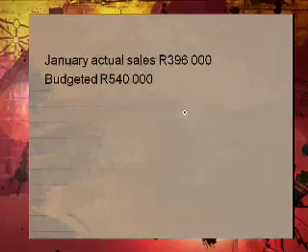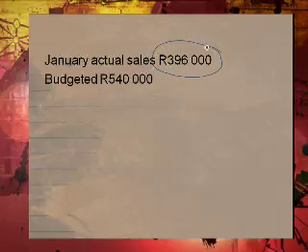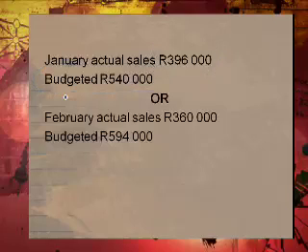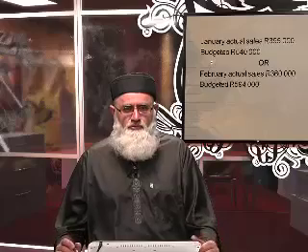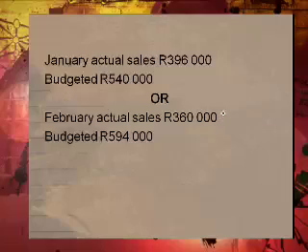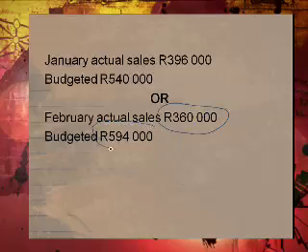Okay? So now, if you look at your January actual sales, it was 396,000. If you look at your budgeted one, it was 540,000. Clearly you can see a difference between those two figures. Right, let's go to February. What happens in February? Again, the actual is 360,000 and the budgeted is 594,000.